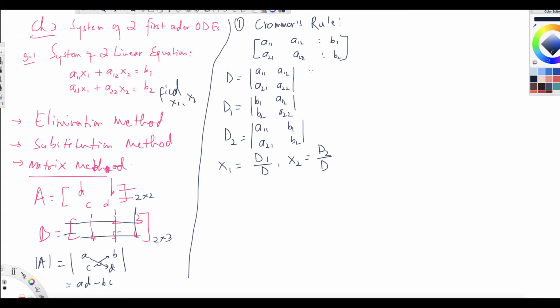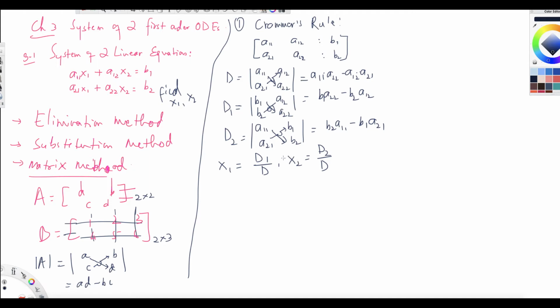So what is D? This is basically A11 times A22 minus A12 times A21. You can write that. How about D1? This will be B1 A22 minus B2 A12. Similarly, D2 will be B2 A11 minus B1 A21. That's what you do, because these are the positive multiplication, these are the negative multiplication. Positive, negative, positive, negative. So this is how you find the values of x1 and x2.